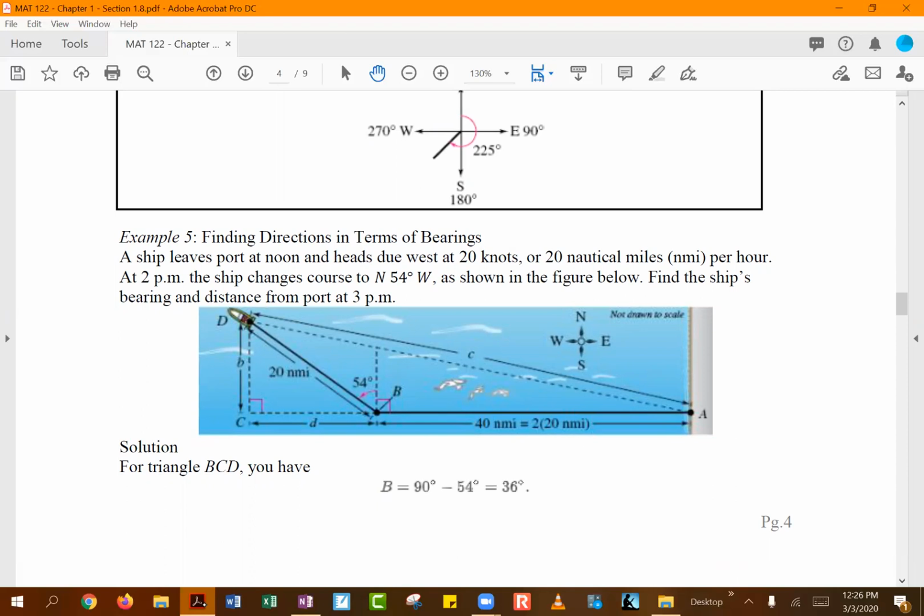They're telling us a ship leaves port at noon and heads due west at 20 knots, or 20 nautical miles per hour. At 2 p.m., the ship changes course to north 54 degrees west. So again, remember you're going north of west, as shown in the figure below. They are asking us to find the ship's bearing and distance from port at 3 p.m. So in this image, first of all, where's your port?